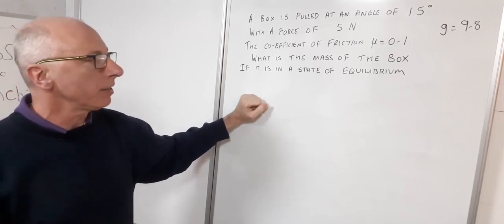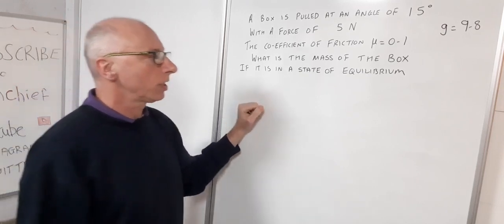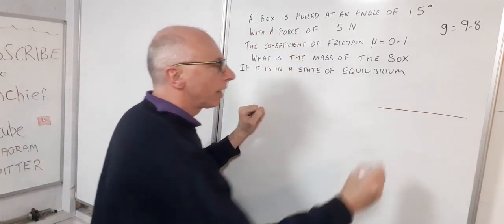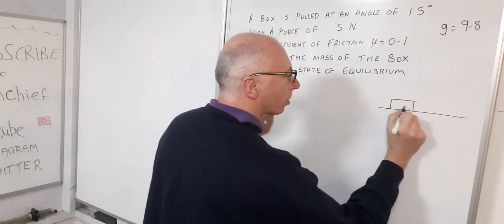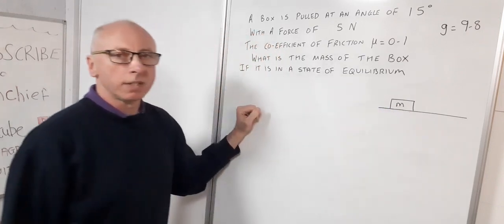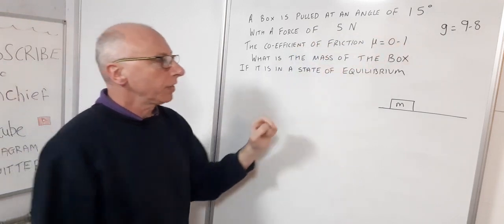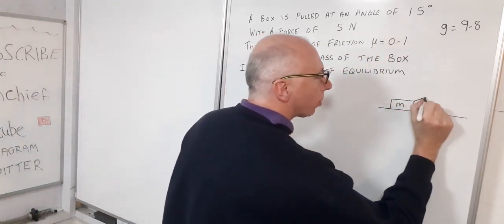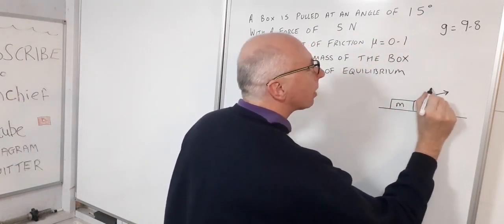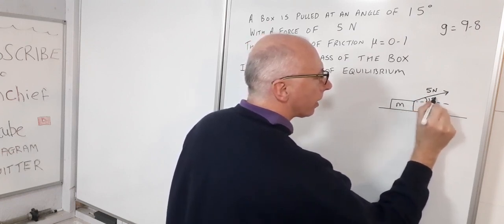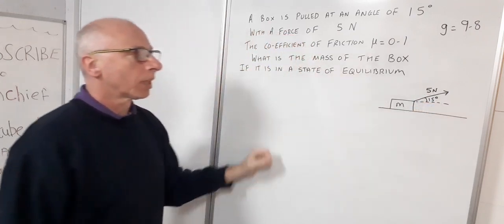So to calculate this, the first thing we're going to do is draw a forces diagram. So that's my horizontal plane. And let's let this represent the box of a mass m which we need to find. Now it's being pulled at 5 newtons at 15 degrees. So let's draw that force there. So that's 5 newtons and my angle there is 15 degrees.